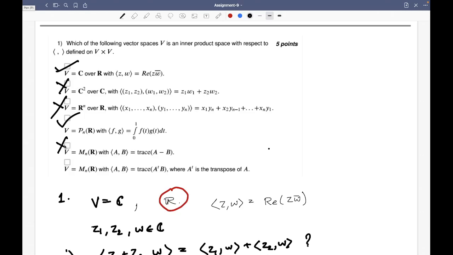And option number 6: this was done in the class that V is M_n(R) with inner product trace of (A transpose B) is an inner product. So I leave it to you. This was also done in the class, so option number 6 is also correct. So question number 1 is done. Let's move to question number 2.